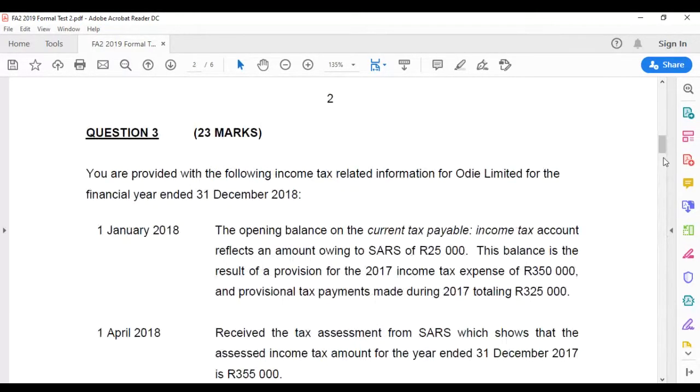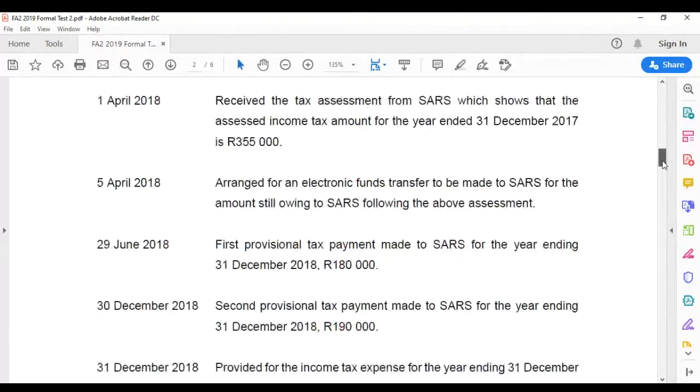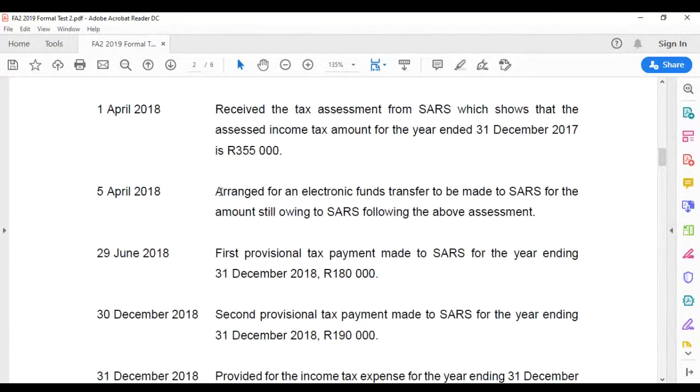The difference, let me just get back to the question there. They said we arranged for an electronic funds transfer, an EFT, so that means we have paid the amount that we owe to them. Now type for me quickly, ladies and gentlemen, if we make a payment, if we transfer money out of our bank account, which account are we going to credit?